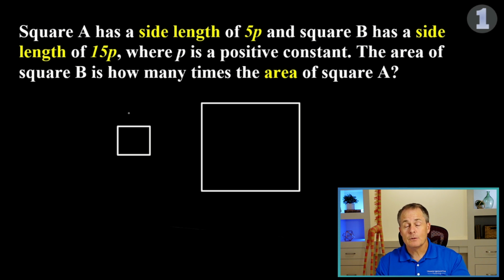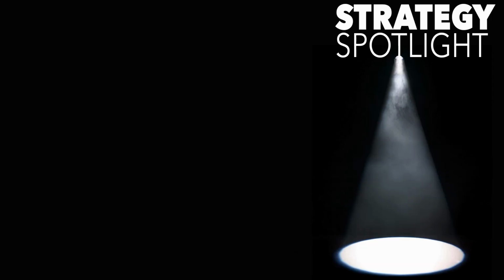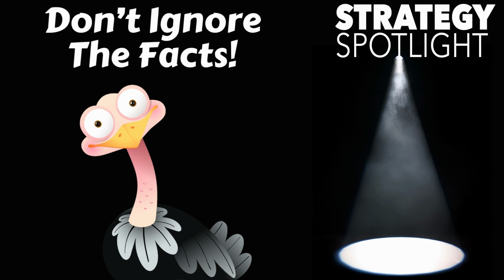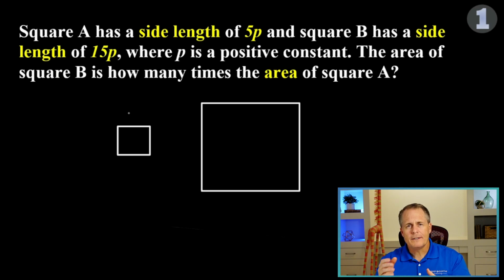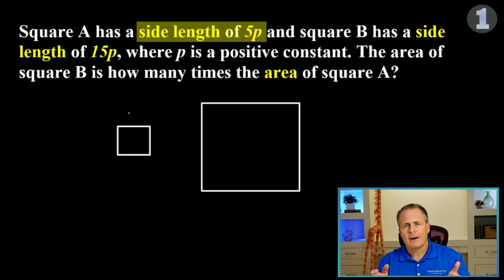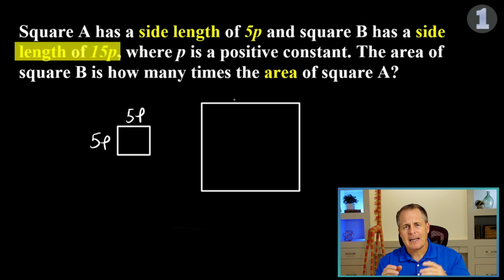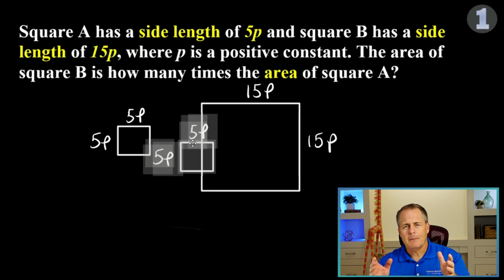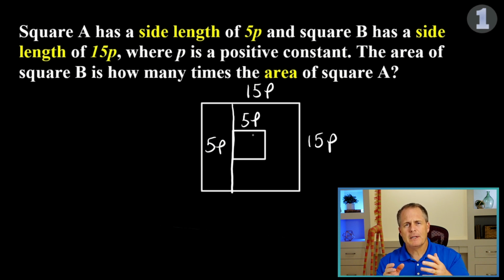Magically, 2 squares appeared out of nowhere. So we must be working with squares. Now, let's use my don't ignore the facts strategy to figure out what to draw and what to label on our picture. Well, the small square has side lengths of 5p, and the big one has side lengths of 15p. Now that we've got the picture labeled, can you see that if we split up the big square, it's really 9 times the size as the smaller square?